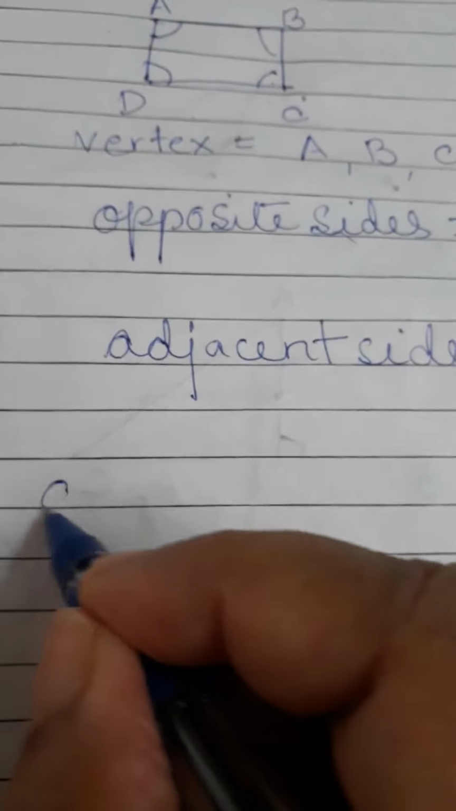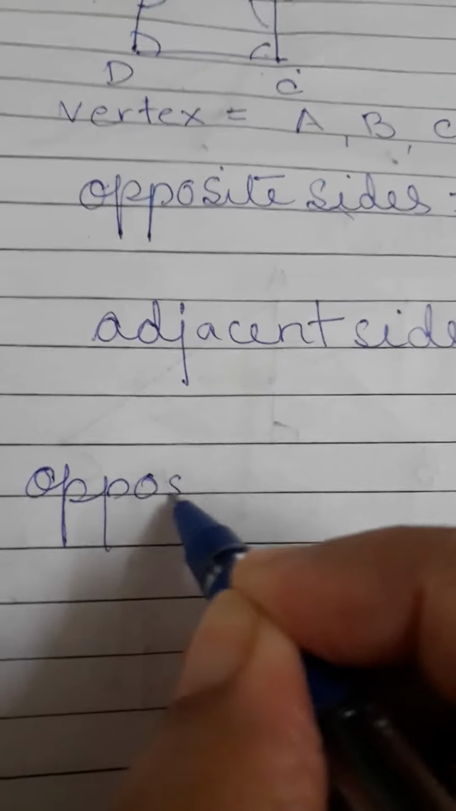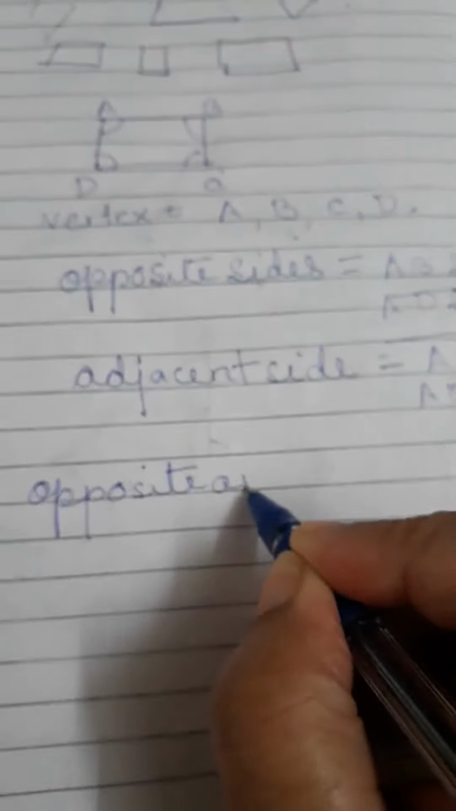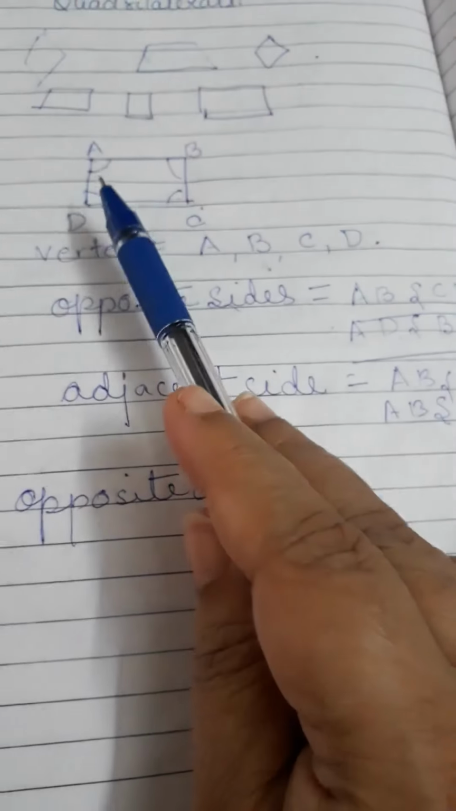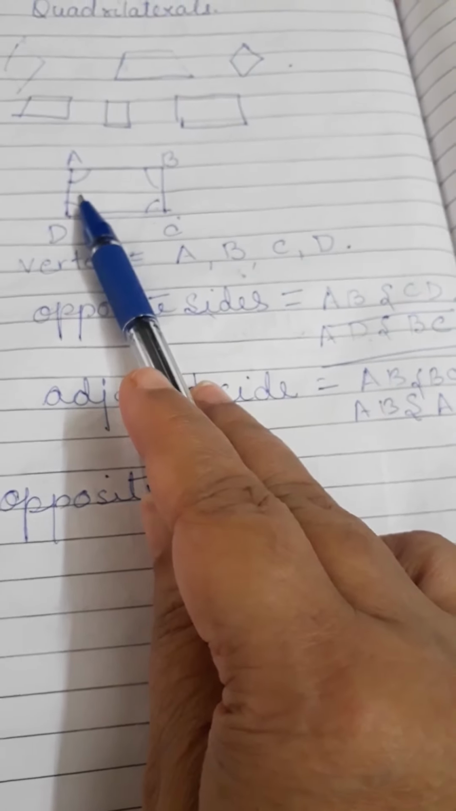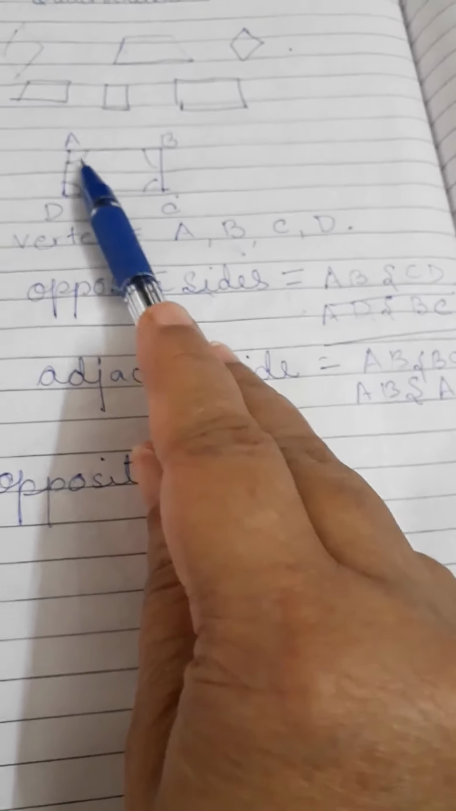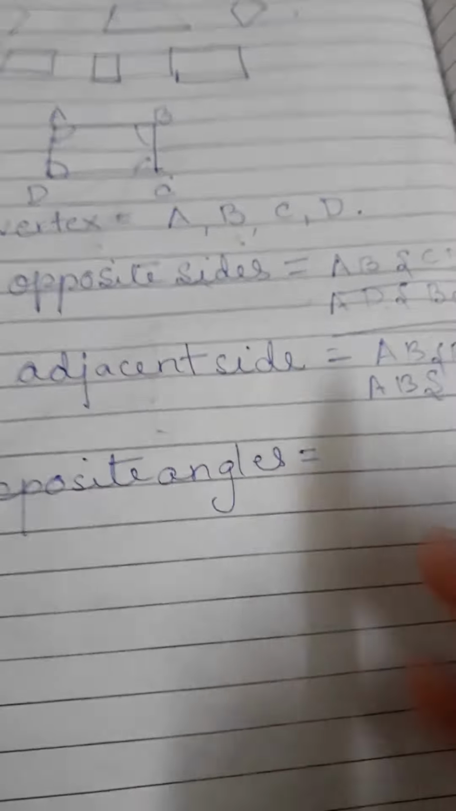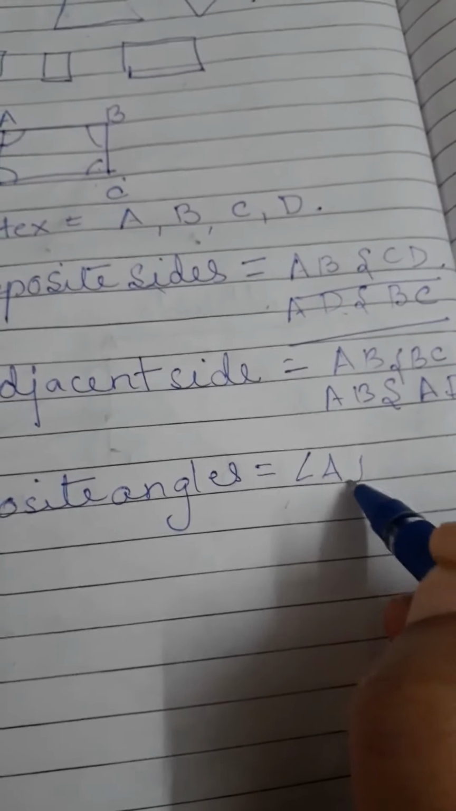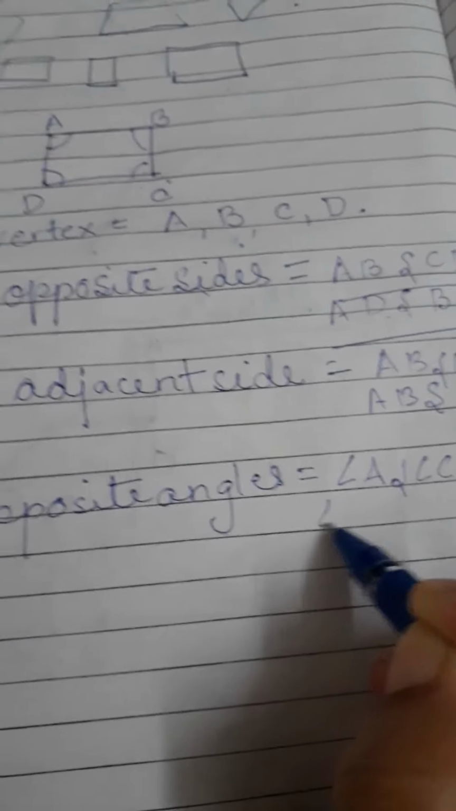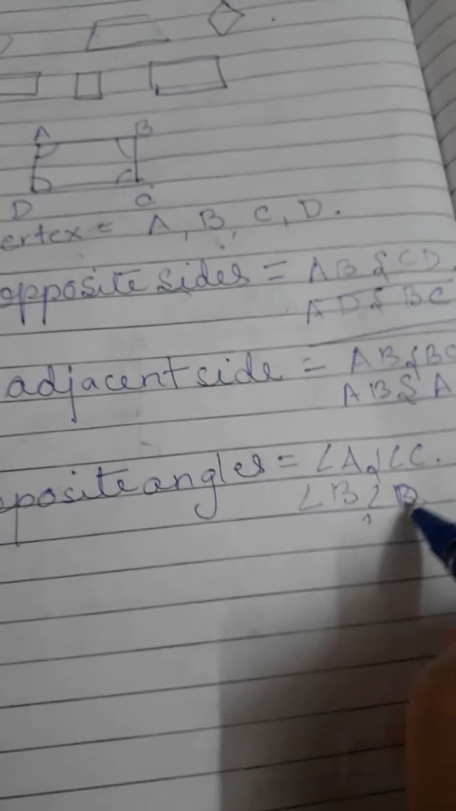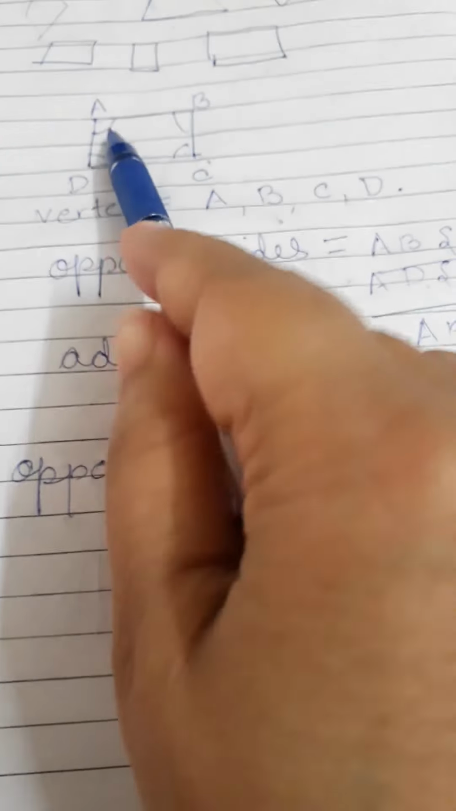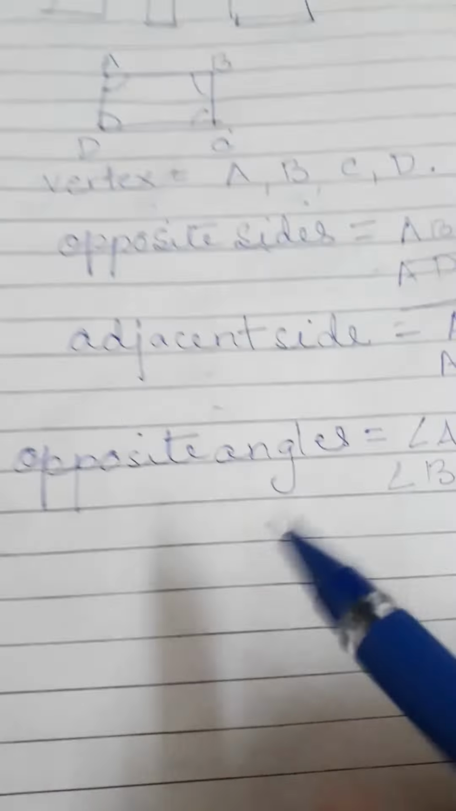Now in the same way, opposite angles. Which are the opposite angles? Opposite means opposite. Angle A and angle C are opposite to each other. Angle A, angle C, and angle B, angle D, they are opposite angles. ये दोनों opposite, ये दोनों opposite.